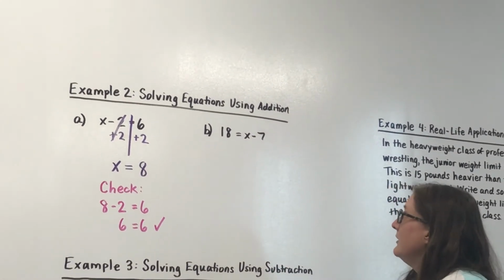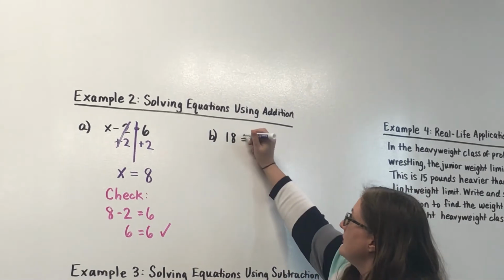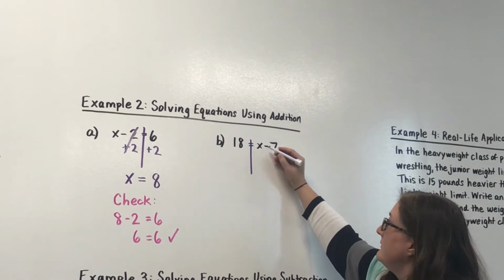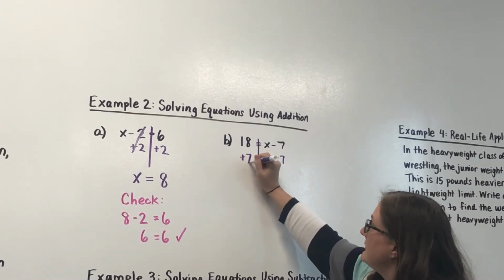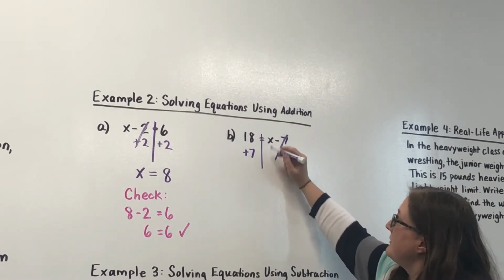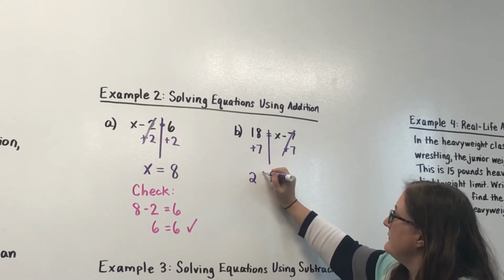All right, let's try another one. So we've got 18 equals x minus 7. I'm going to split it down the middle here. I have minus 7. To get rid of this minus 7, I'm going to add 7 to each side. Cross it out here. On this side, all I'm left with is x, and on this side, I have 25.